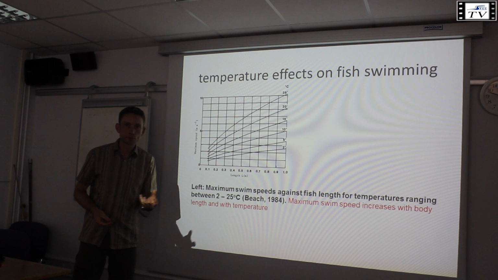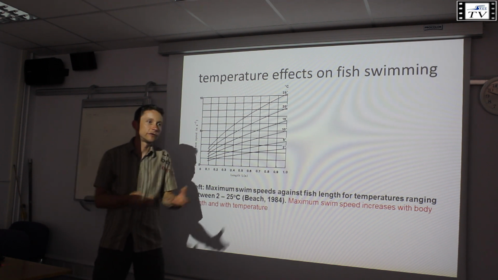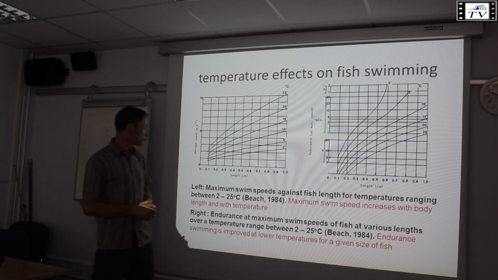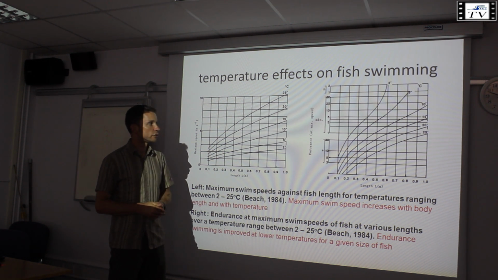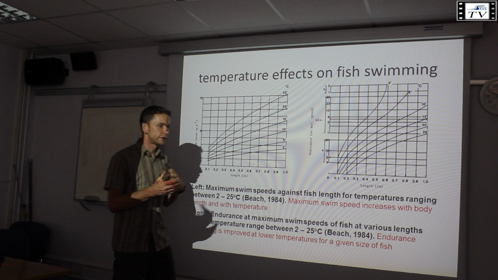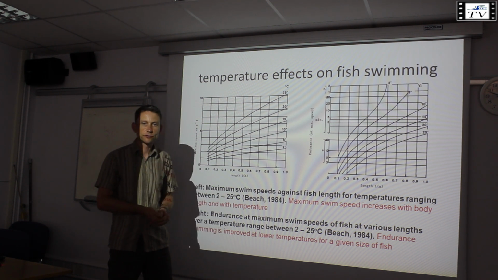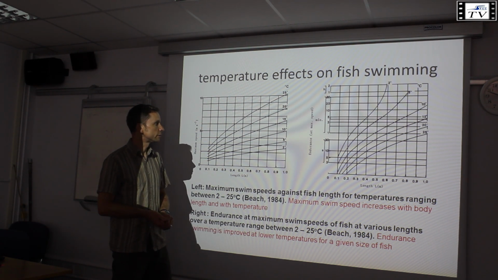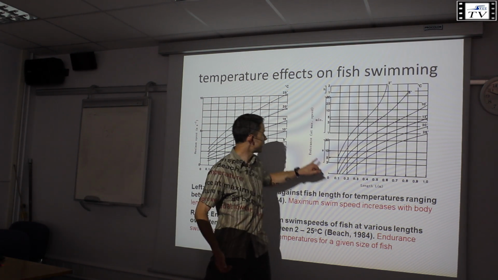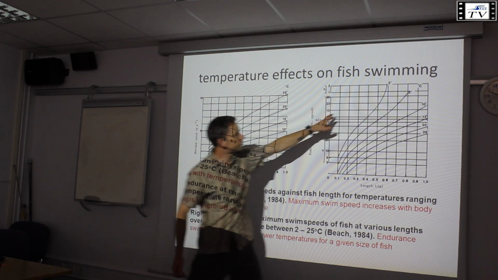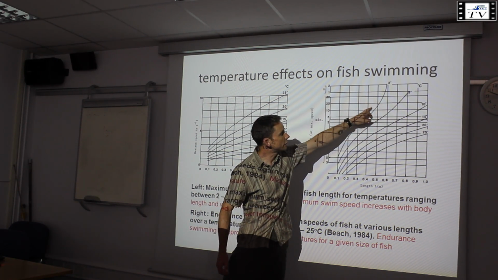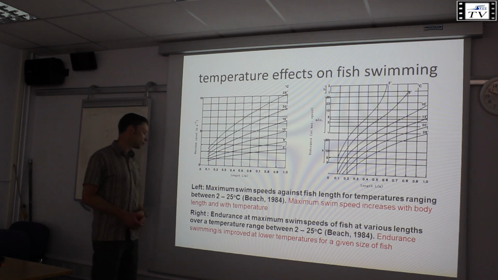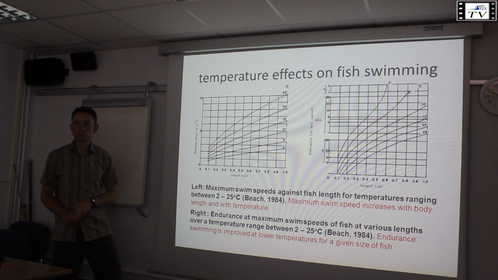Okay, so that's the maximum swimming speed, the highest speed they can get to. But we also look at another kind of swimming, which is endurance swimming, a sustained, marathon-runner type of swimming that fish need when they're migrating upstream. Again, here is body length against endurance swimming speed, and you can see the relationship has changed. Endurance swimming is actually improved at lower temperatures for a given fish size.